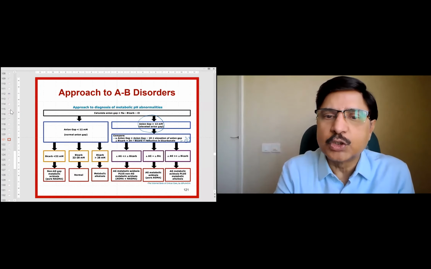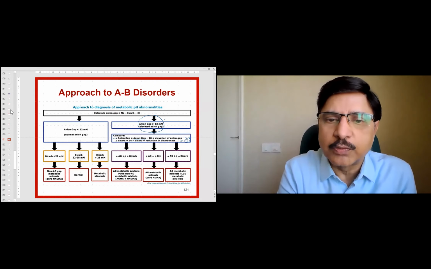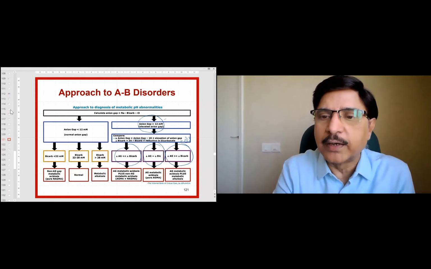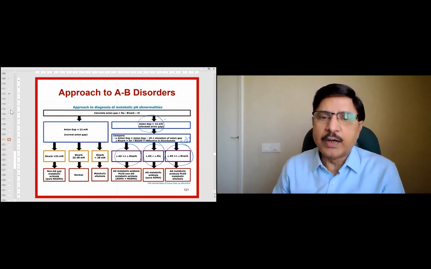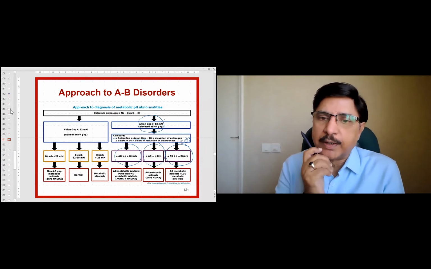When the anion gap is more, you work it out like this. Then three scenarios will come: delta anion gap more than delta bicarbonate, delta anion gap equal to delta bicarbonate, and delta anion gap less than delta bicarbonate. Okay, sir. In this case, the delta anion gap is more than the delta bicarbonate, isn't it?